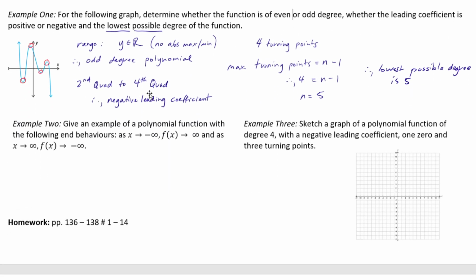Example 2. Give an example of a polynomial function with the following end behaviors. As x goes to negative infinity, f of x goes towards positive infinity, and as x goes to positive infinity, f of x goes to negative infinity. Well, if you look at those end behaviors, that's what we would call opposite end behaviors, right?